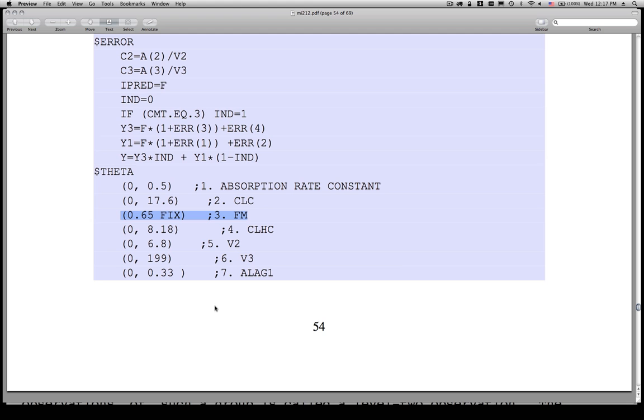So I'll pause for a minute, see if there are any questions on this implementation of the parent metabolite model. Okay, no more questions there.